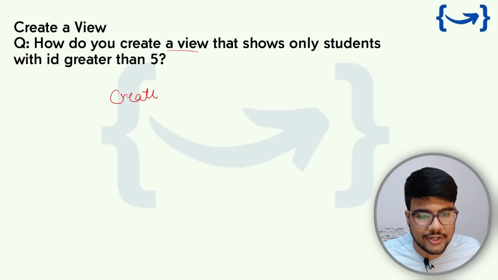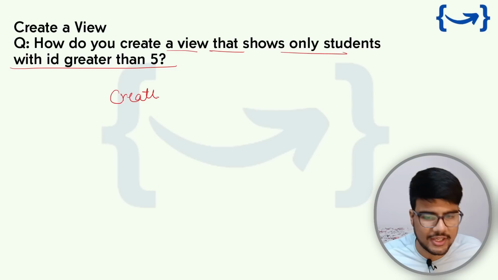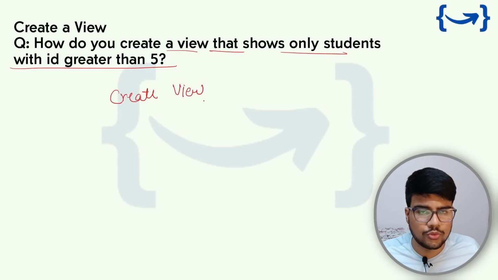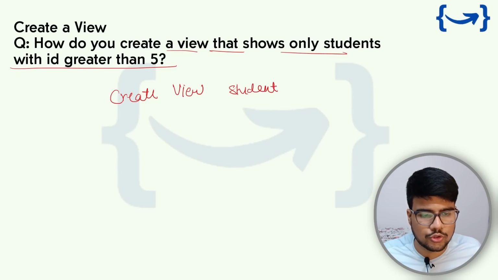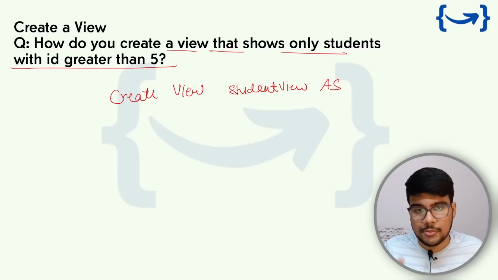So how do you create a view that shows only the students with ID greater than 5? Okay, it is very easy. So create, what I need to create is a view. I will create a view. Now I need to give a name for the view, so I would say student_view. Now on what basis? Create a view as per the query that we're going to write. This is the line: please create a view.